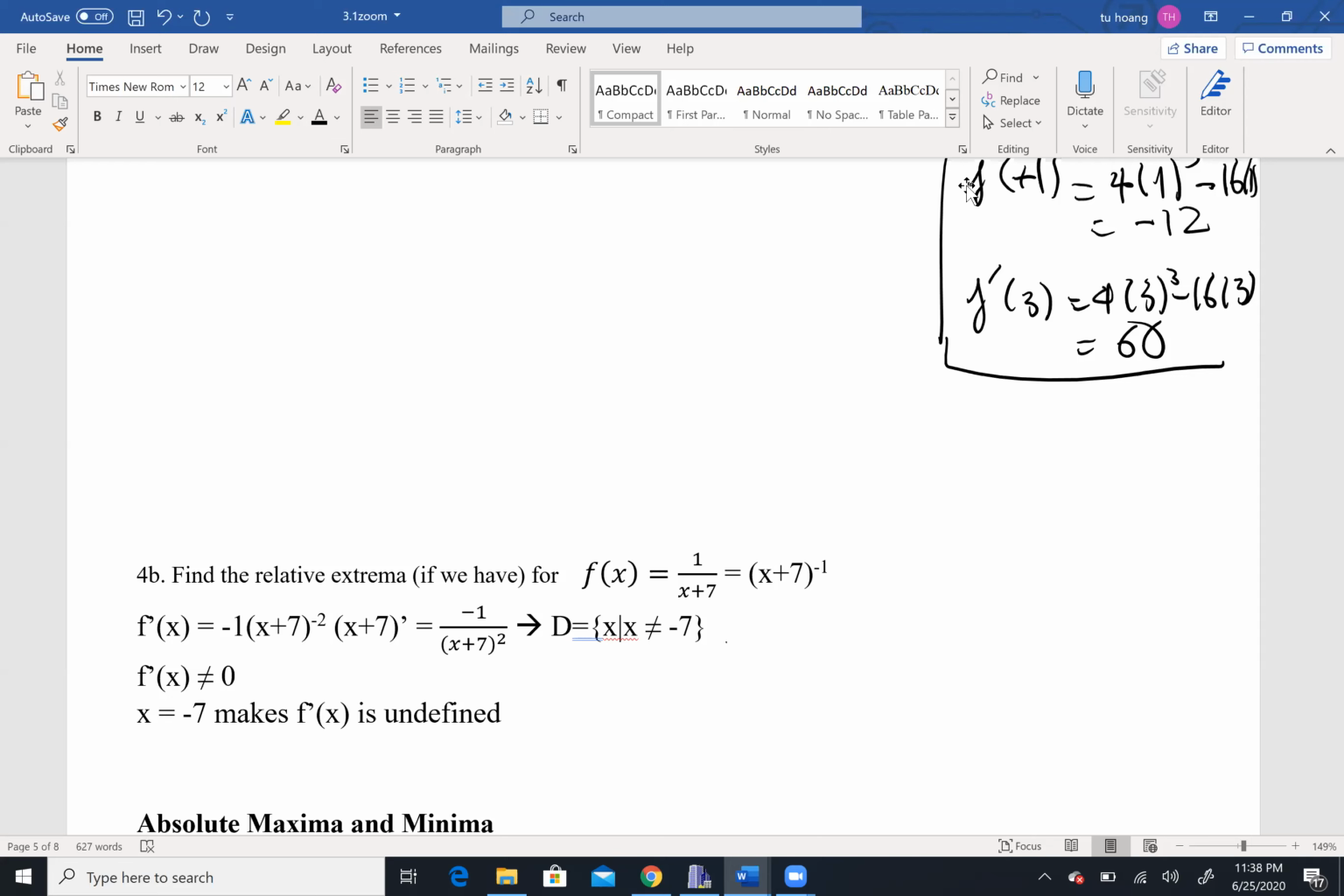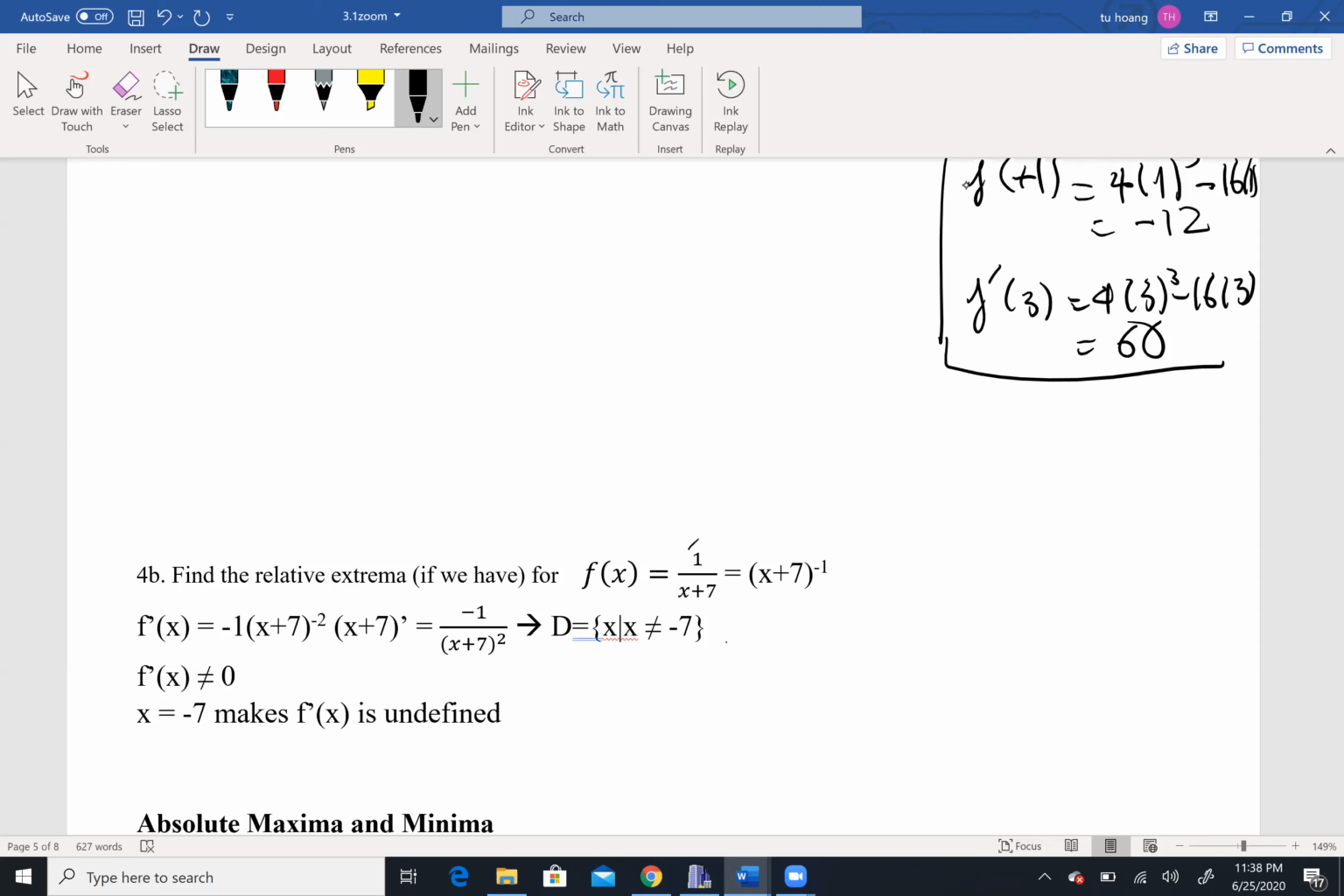f(x) equals 1 over x plus 7. Okay, so for this problem, I noticed that the top is just a constant. So I would love to change it to the negative power form, which is (x plus 7) to the power negative 1. See that? So now I can easily take the derivative of f(x).